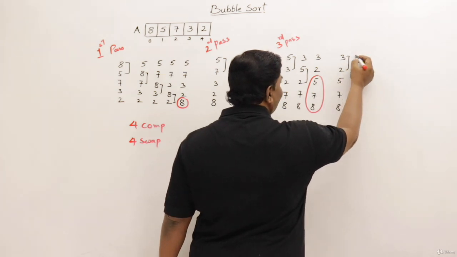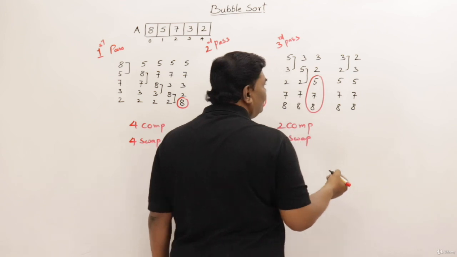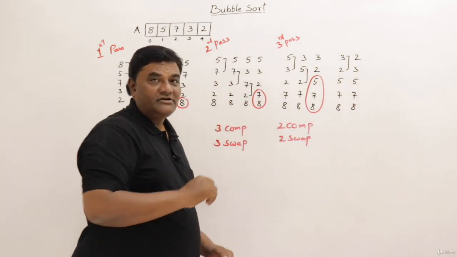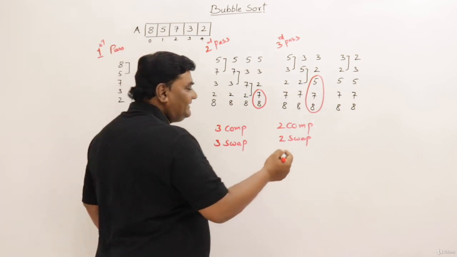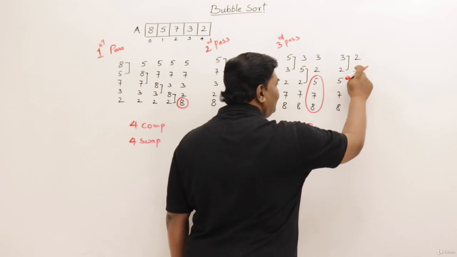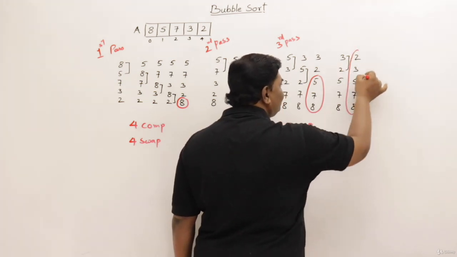Compare these two. 3 is greater. So 2, 3, 5, 7, 8. That's it. Comparing 3 with 5 is of no use because it is already sorted. So I'm not comparing with those elements which are already sorted. So right now, how many elements are sorted? I have sorted 1, 2, 3, 4 elements. But there is only one element left, so that is also sorted. So this whole list is sorted.